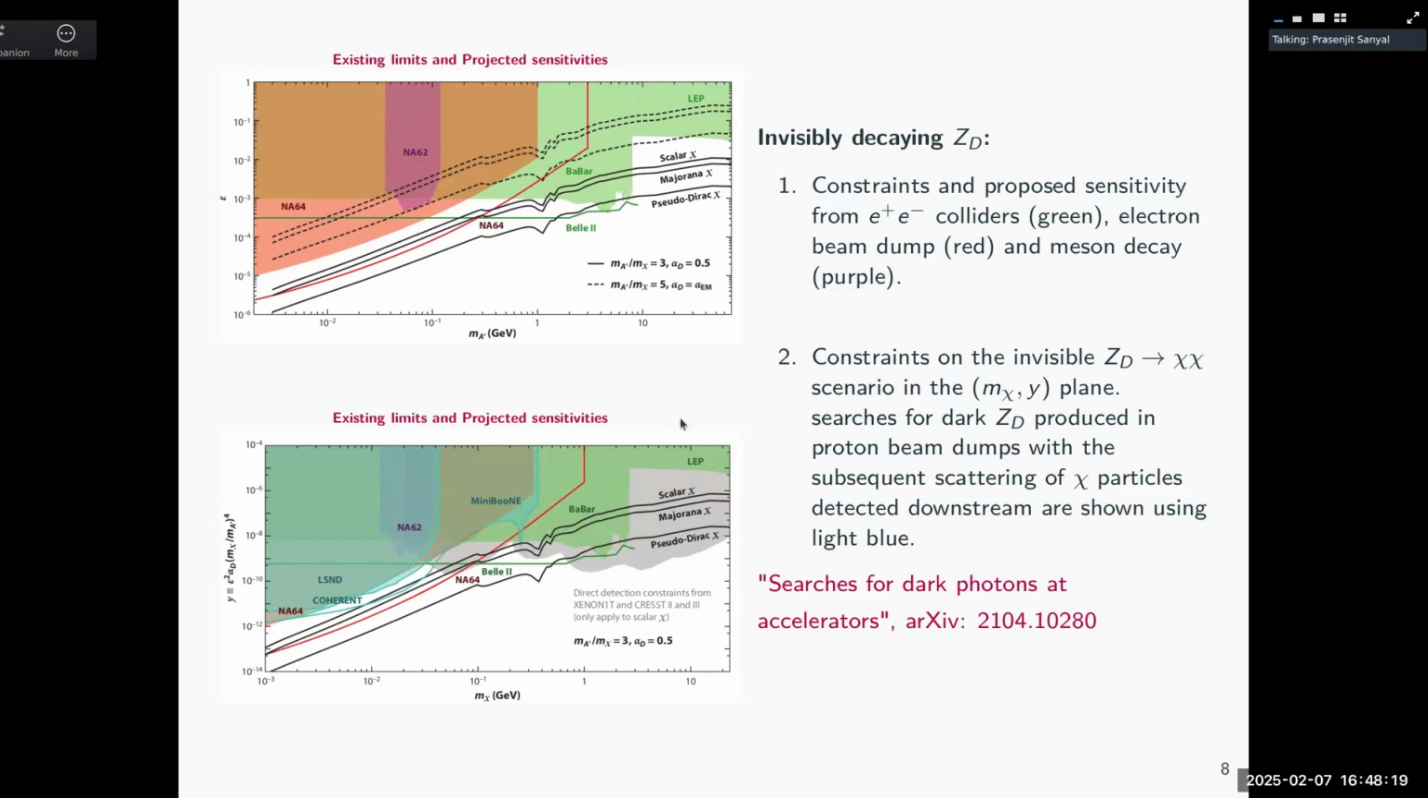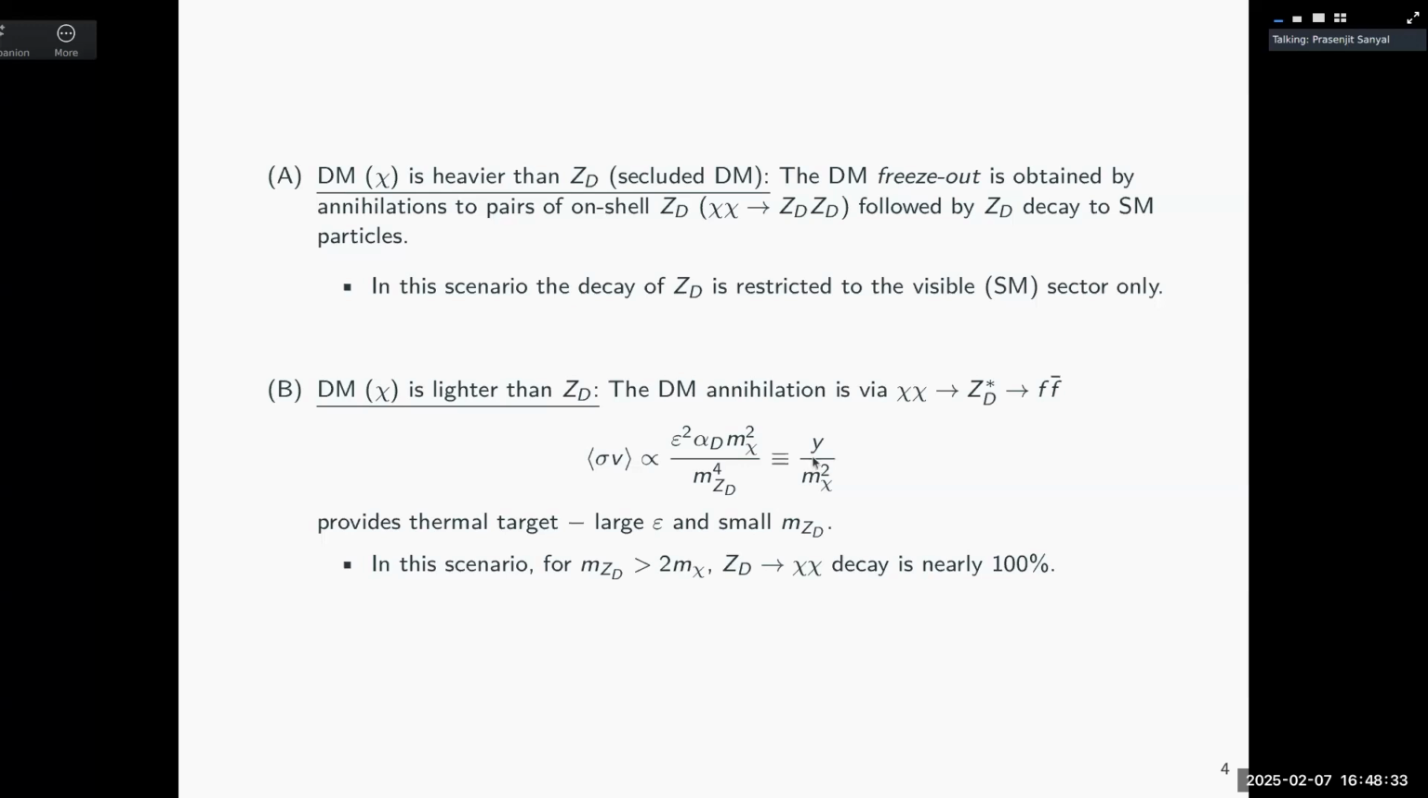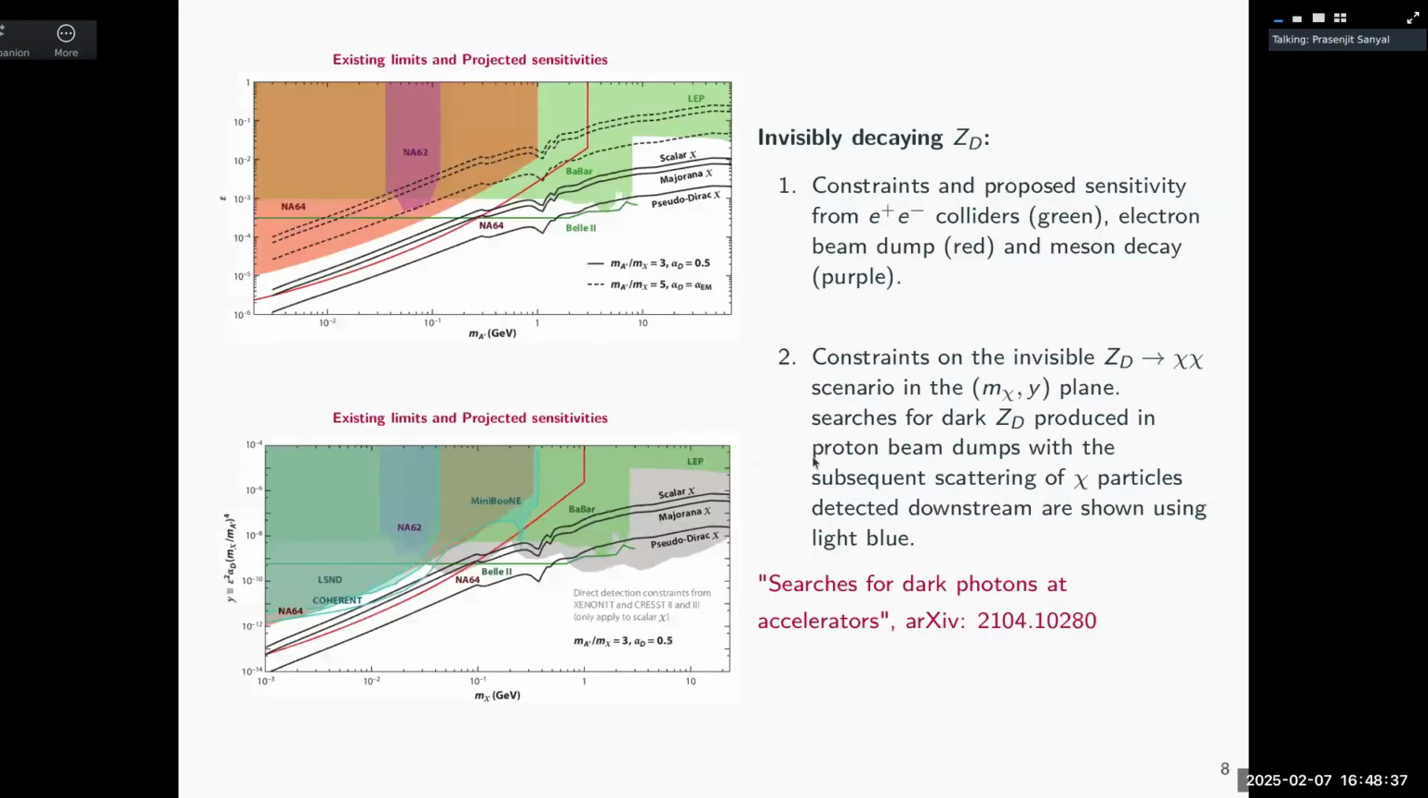And this is the constraints for the invisible decaying scenario on the dark matter mass and the Y plane. The Y was given over here like this candidate. Okay, so this is a constraint on the M chi versus Y plane. Searches for ZD produced in proton beam dumps with subsequent scattering of chi particles detected downstream are shown over here in this blue region. And these are the BaBar and the LEP experiments from the e+ e- colliders, as given over here. And this is the thermal targets.